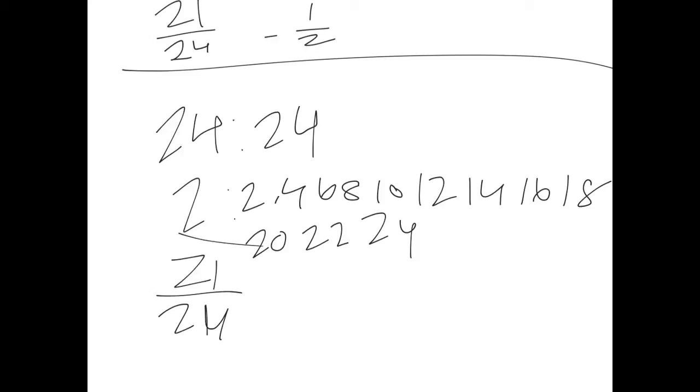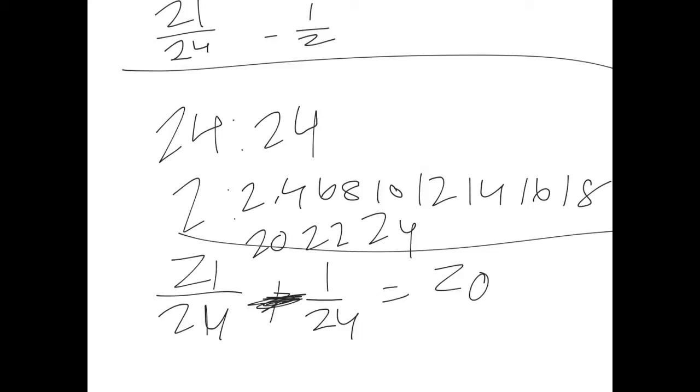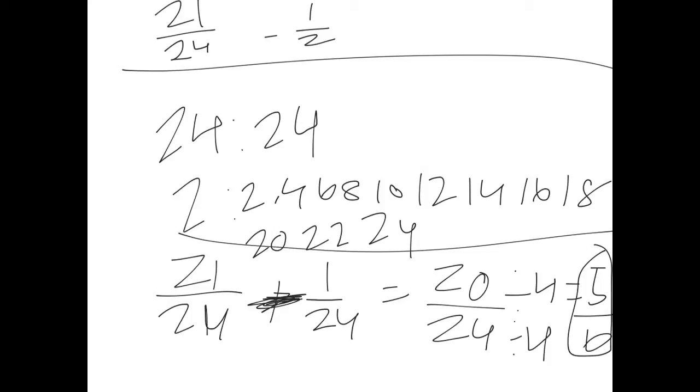21 over 24, then plus 1, minus 24, put that there, and then 21 minus 1 equals 20 over 24, but I have to simplify, so divided by 4 equals 5 over 6. 5/6 is my answer.